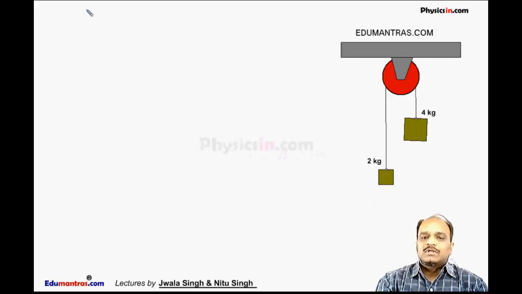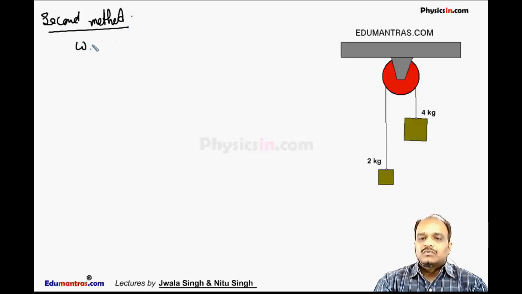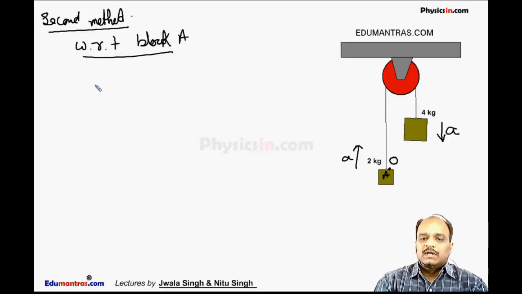Now we will solve the same question, second method. With respect to, suppose an observer is sitting here. This is the observer who is sitting on block A. This block A is going upward with an acceleration A, and block B is going downward with an acceleration A with respect to ground. Now, if the observer is sitting on this block A, then he will draw the free body diagram of this block A. This is block A.